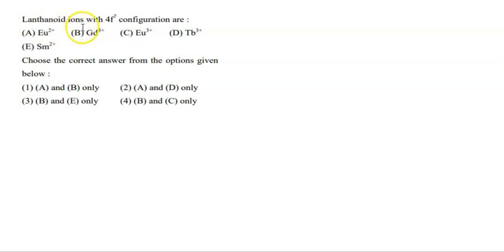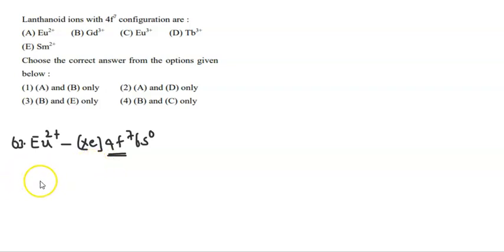Here, the lanthanide ions with 4f7 configuration are. Here gadolinium, europium 3+, terbium 3+, samarium 3+ are given. You have to identify the electronic configuration of these elements. So if you see europium, atomic number is 63. For this one, you have to write the europium 2+ configuration. So it is xenon 4f7 6s0 configuration. So it is having 4f7 configuration.